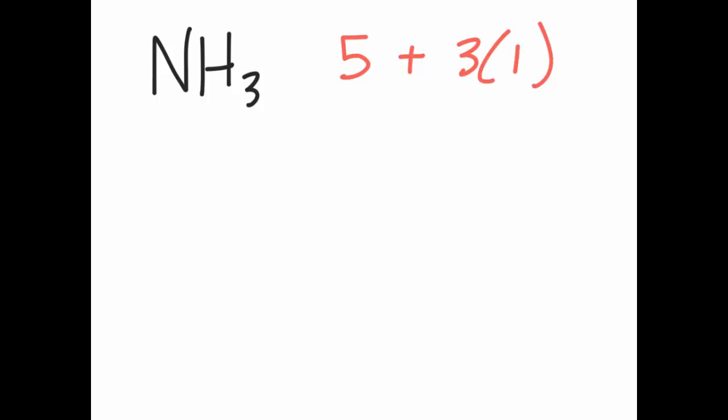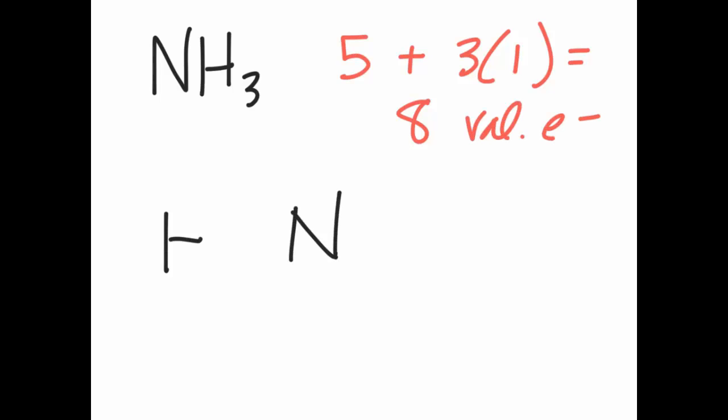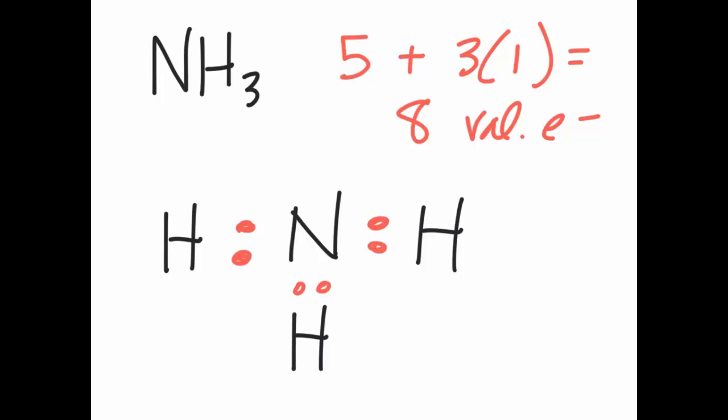Our next molecule is ammonia, which has the formula NH3. We add up the valence electrons. The nitrogen has 5. And each hydrogen has 1, providing us with a total of 8 valence electrons to work with. We try to draw the structure as symmetrically as possible. We now start distributing those electrons where we believe there's a covalent bond. So 2 in between these atoms, 2 here, 2 here.